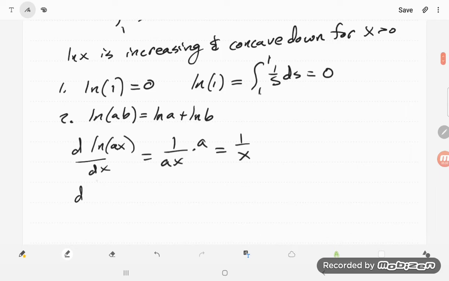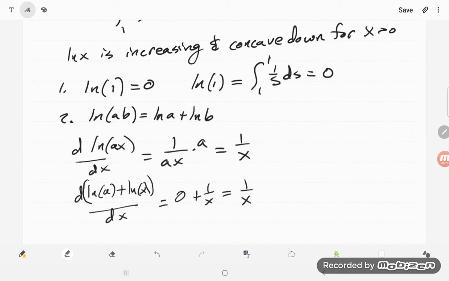Now, if we take the derivative of the natural log of a plus the natural log of x with respect to x, the derivative of the natural log of a is 0, because that's a constant, plus 1 over x. And so we get 1 over x. So these two functions both have the same derivative. Well, that means they are the same function, at least up to a constant.